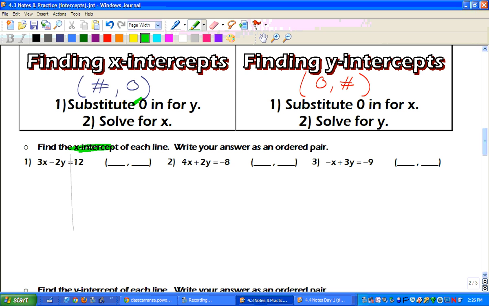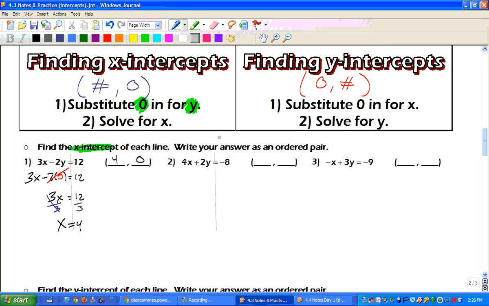Okay, so for the x-intercept, the 0 is for the y. So that's 3x, and we're going to plug in 0 right here. And 2 times 0, well, that cancels out, and you're left with 3x equals 12. Divide both sides by 3, and you get x equals 4. So our answer is 4, 0.